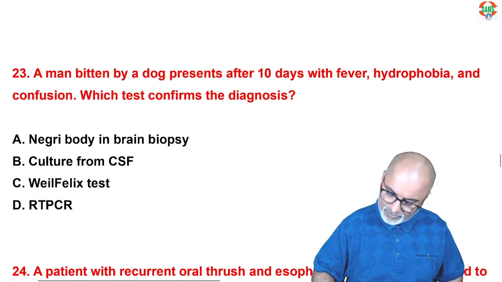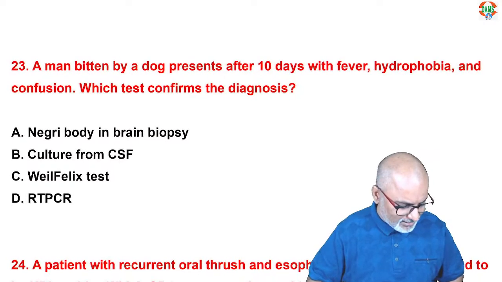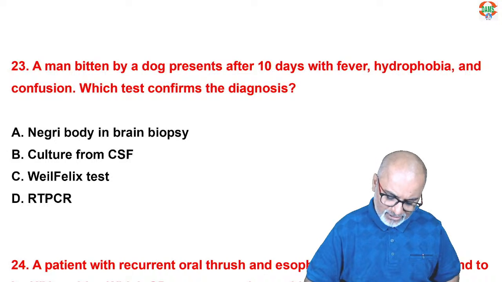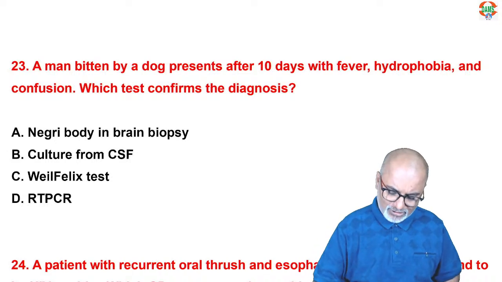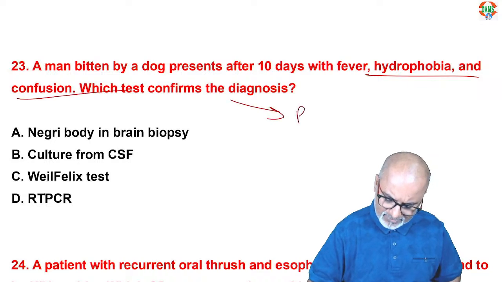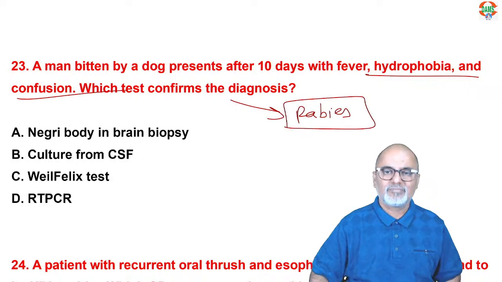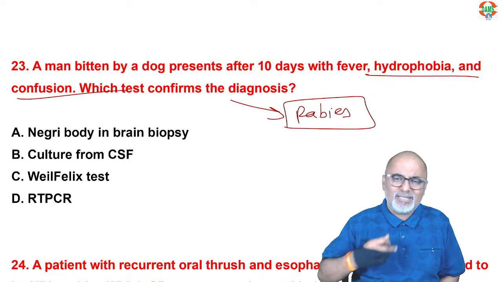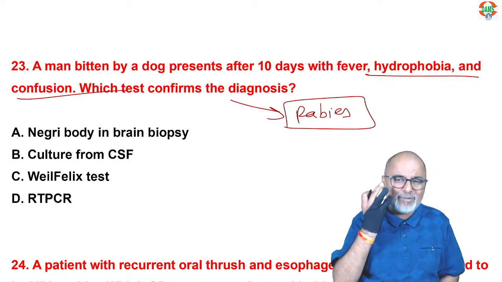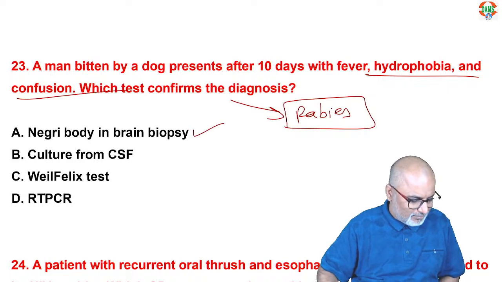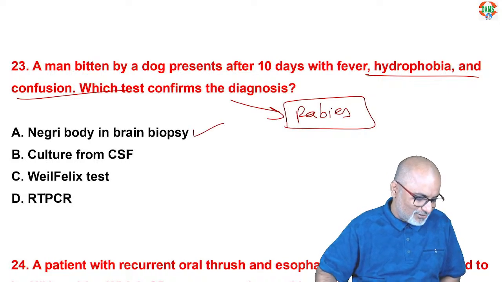Next is a man bitten by a dog who presents after 10 days with fever and hydrophobia. Which test confirms the diagnosis? It is hydrophobia, the disease is rabies. Rabies incubation period may be weeks. Sometimes it may happen in days also, depending upon the site and everything. Negri body is a good one. Many people think of Negri bodies.